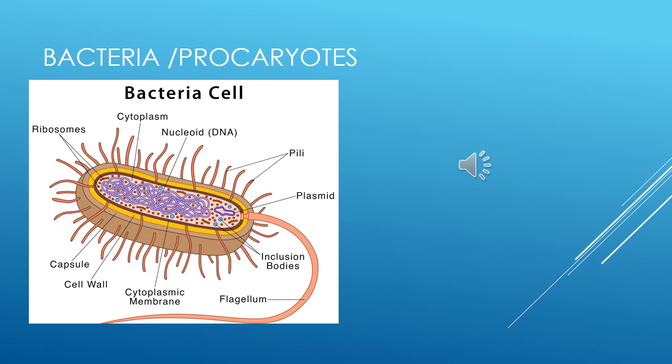So although they are very, very simple organisms, bacteria and archaea, the different prokaryotes, are very efficient, and they are able to reproduce very fast.